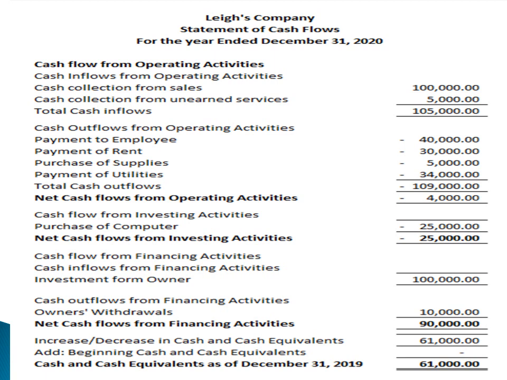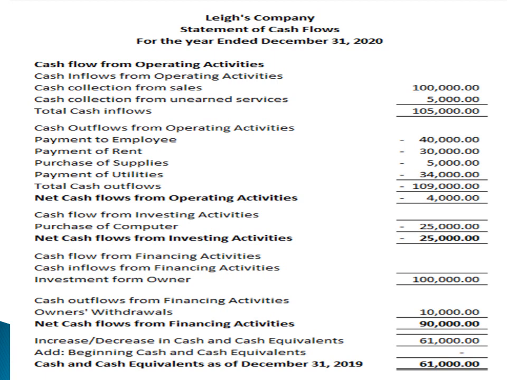The payment of rent, 30,000. The payment of supply, 5,000 because there's still a prepayment of 2,000 supplies. And then payments of utilities, 34,000. Then we have now the total cash outflow of 109,000. So net cash flow from operating activities, negative 4,000. So we overspent for our operating activities.